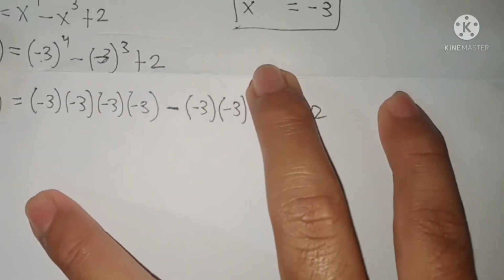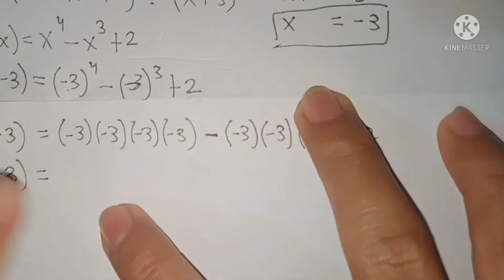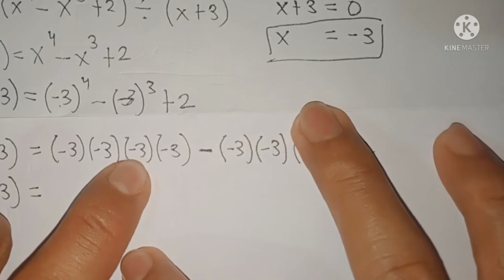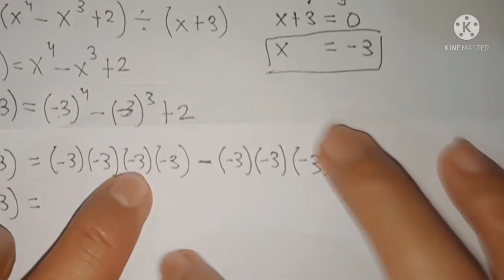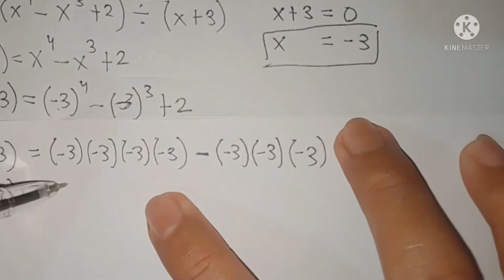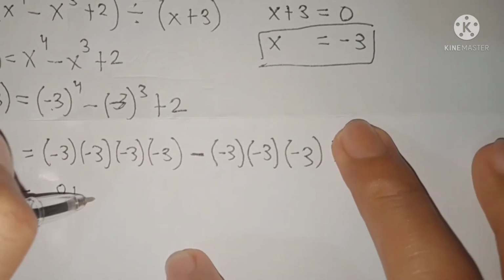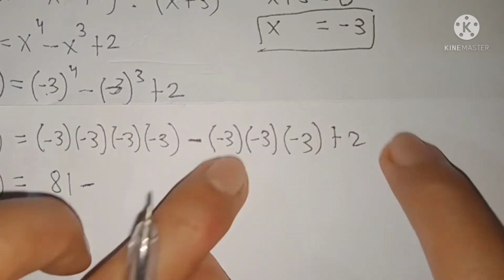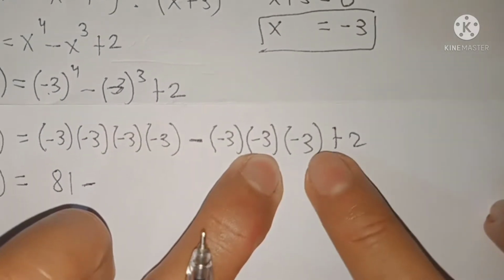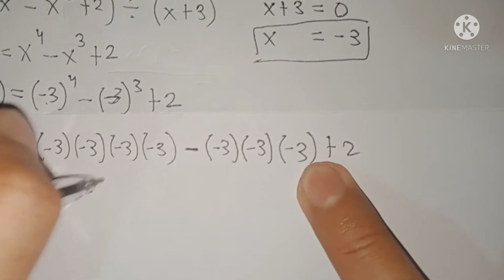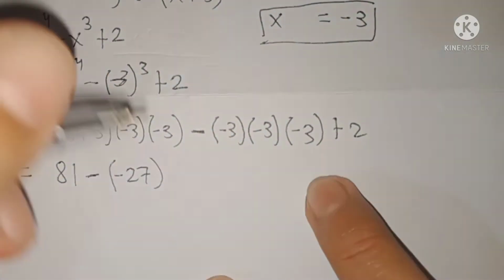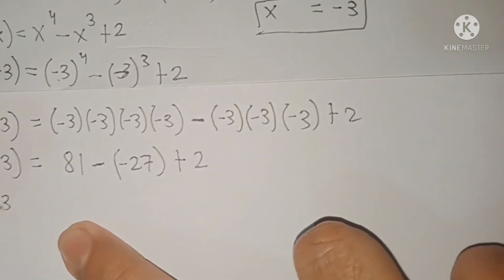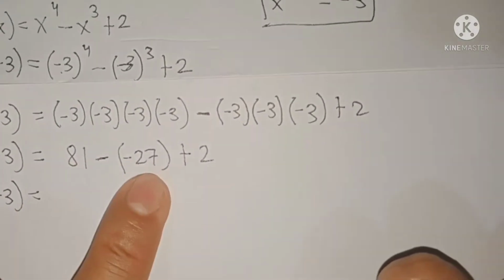So you have p of negative 3 is equal to, simplify lang, negative 3 times negative 3 is equal to positive 9. Positive 9 times negative 3 is negative 27. Negative 27 times negative 3 is positive 81. And then, minus, so negative 3 times negative 3 is positive 9 times negative 3, that is negative 27. And then, plus 2. So you have p of negative 3 equals, so you can see subtraction ng signed numbers.